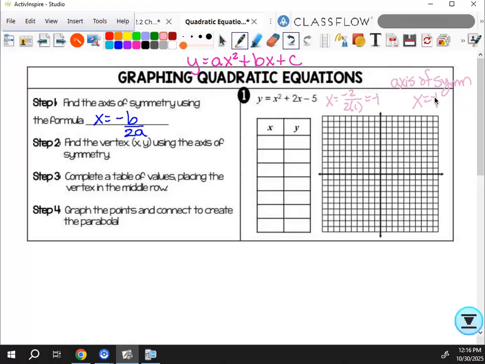So then, and I know there's not a lot of room on this little section right here, but then we want to find the vertex. And we find the vertex by using the axis of symmetry.